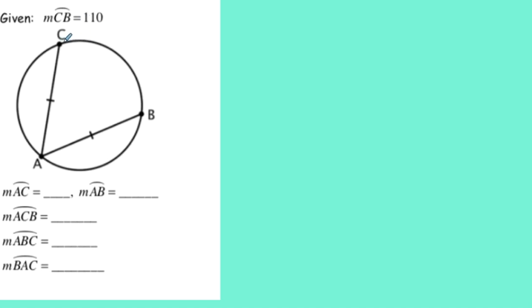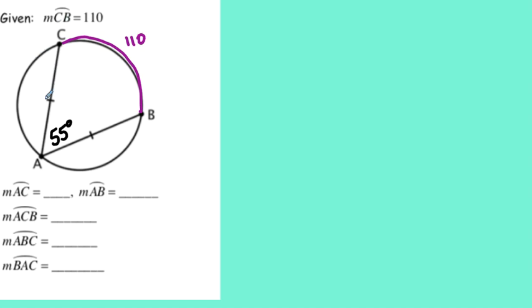Here I have arc CB is 110 degrees. Now remember, we already talked about this. This angle A is on the circle, so we call it an inscribed angle. And we learned that an inscribed angle is half the measure of the arc, so it would be 55 degrees. I'm just putting that there for you as a reminder. That's not what this question's asking. It's asking you to find arc AC and arc AB.